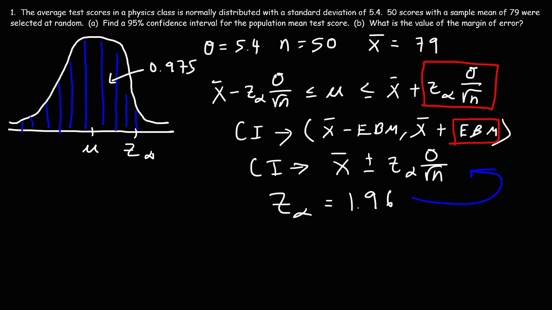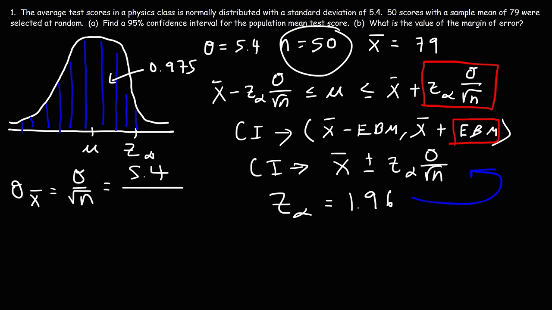The next thing we need to calculate is the standard deviation of the sample mean, which is going to be the standard deviation of the population divided by the square root of n. So the standard deviation of the population is 5.4. The sample size is 50. So that's going to be 5.4 divided by the square root of 50, and you should get 0.76368 if you round it.